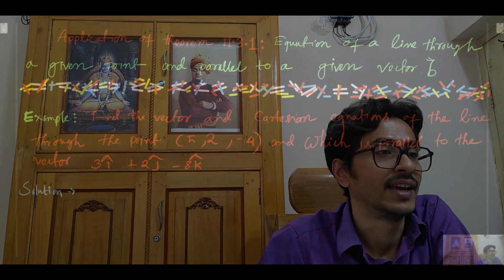Okay, so the problem is: find the vector and Cartesian equation of the line through the point (5, 2, -4) and which is parallel to the vector 3i cap plus 2j cap minus 8k cap.